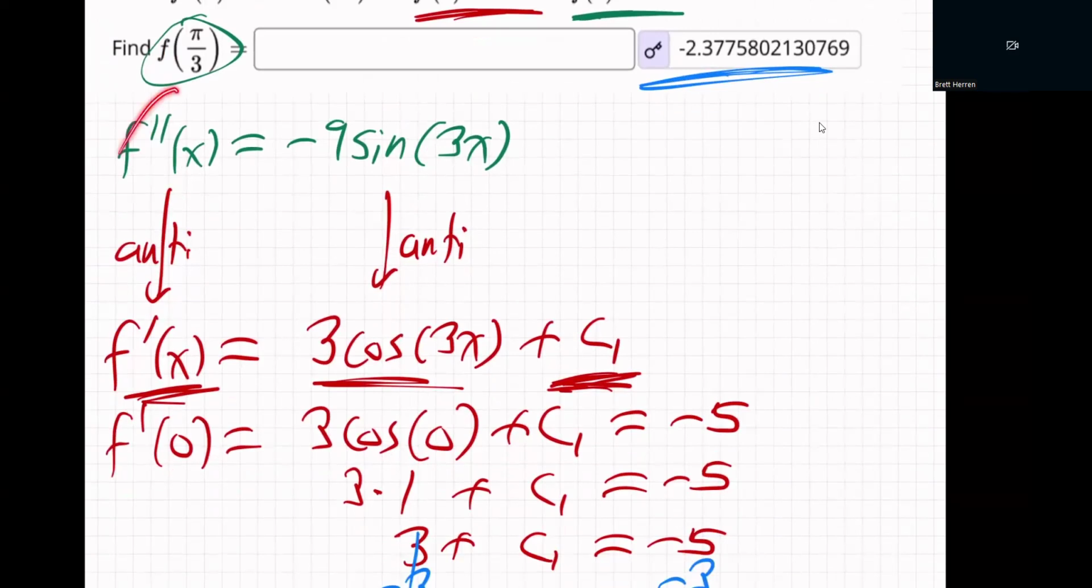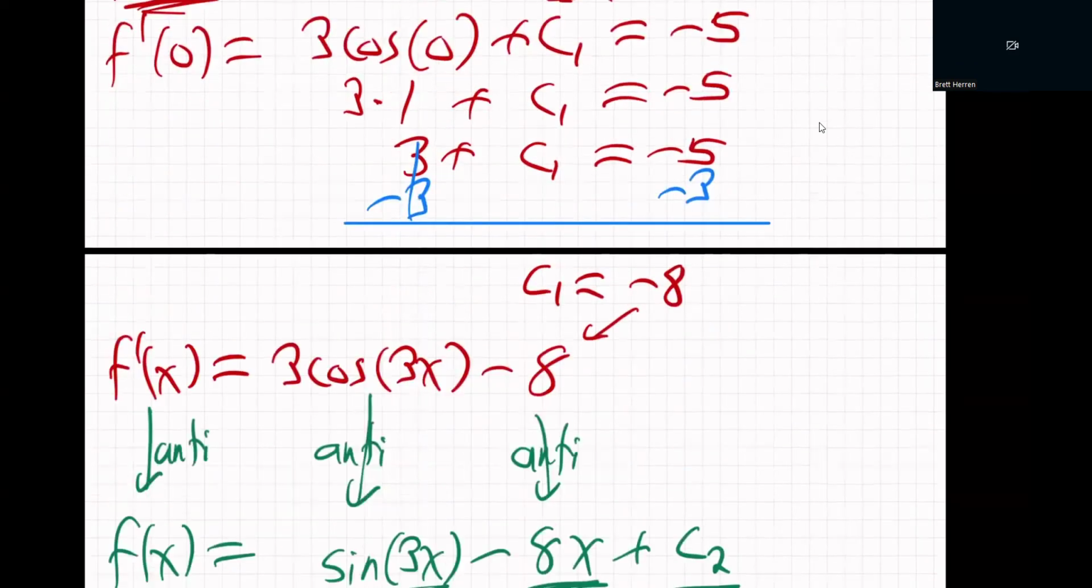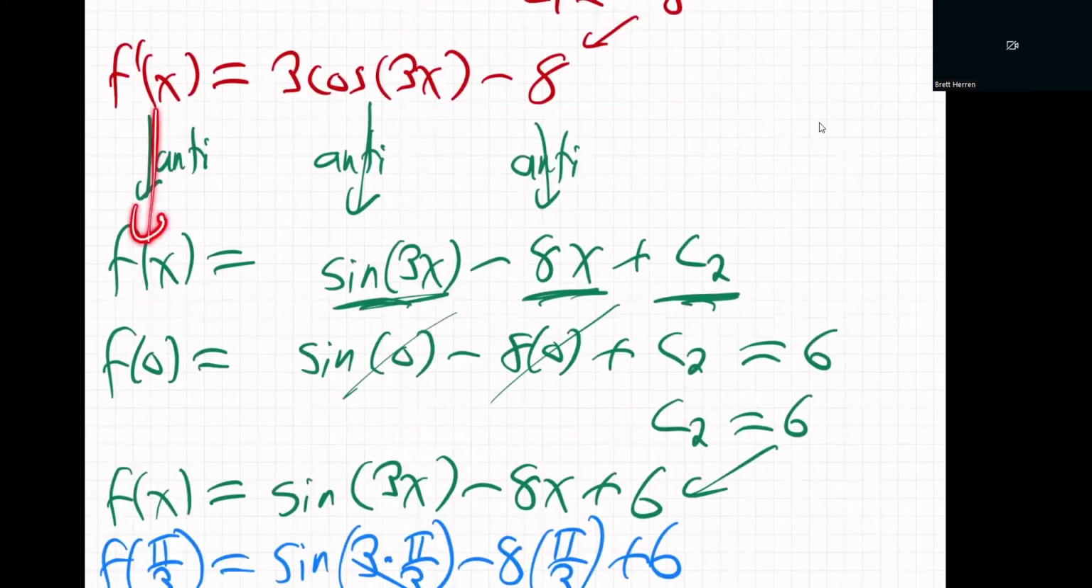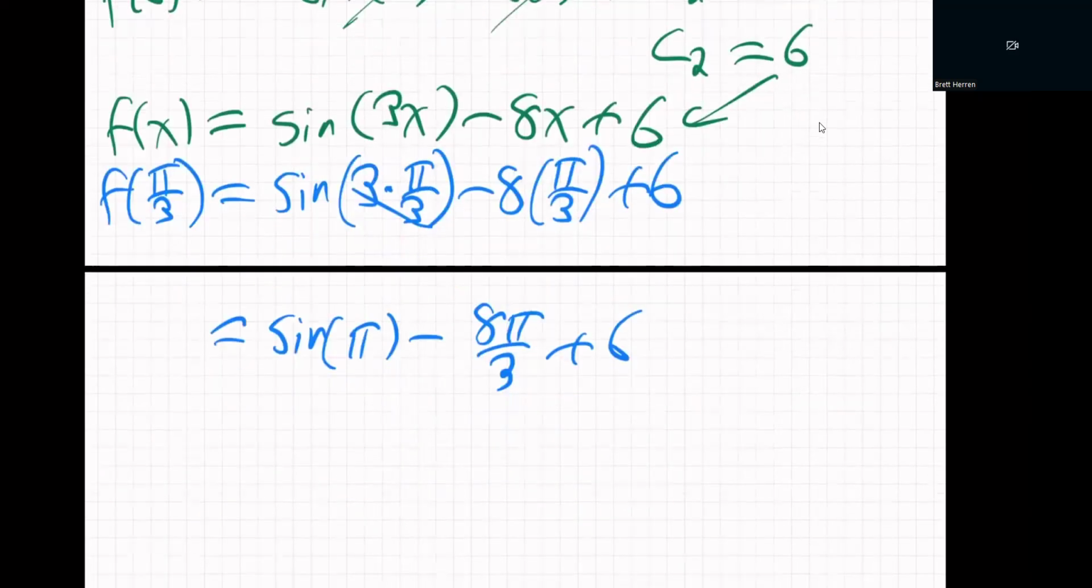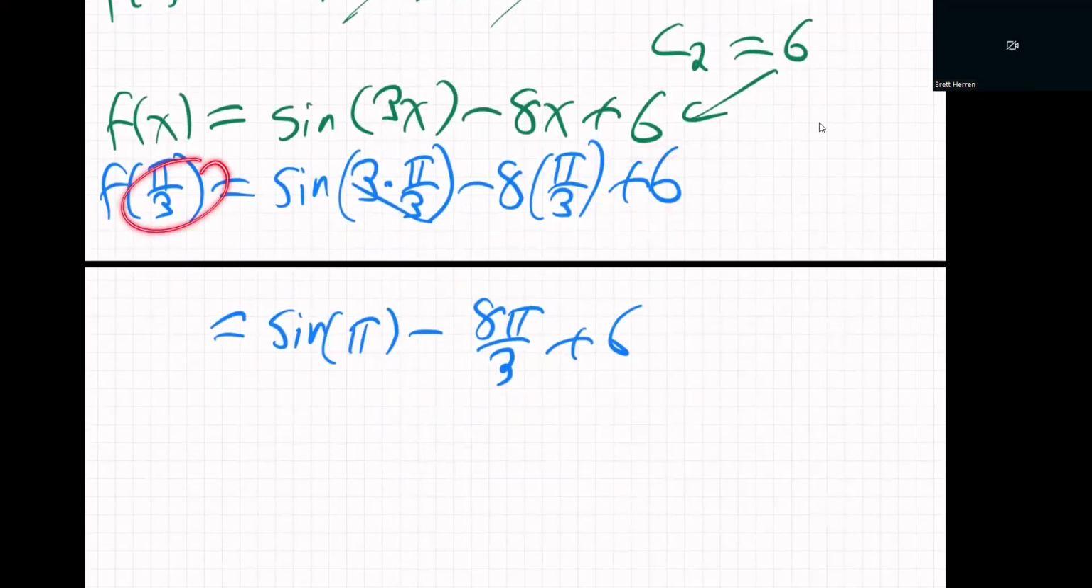So what do we do? Double derivative, double prime, take an anti-step to single prime, find the constant. Then write that out. And now take another anti-step to regular f, no primes at all, find the constant. Once you've got the constant, then plug in the pi over 3 and work it out on Desmos. So there we go.